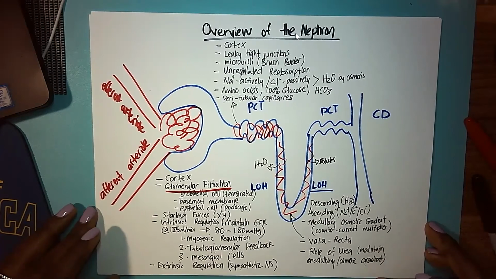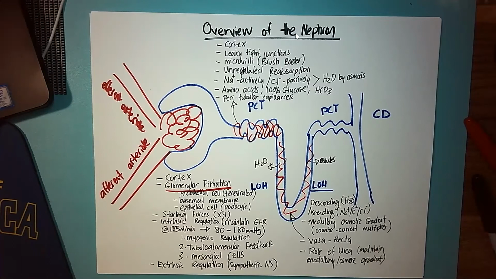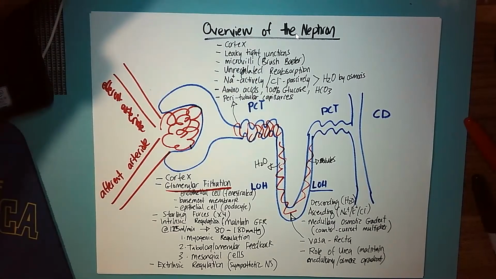The fact that the movement of urea facilitates the movement of water, and the fact that the urea channels are only on one side of the loop of Henle, is what helps to prevent the dissipation, or the watering down, of the medullary osmotic gradient.